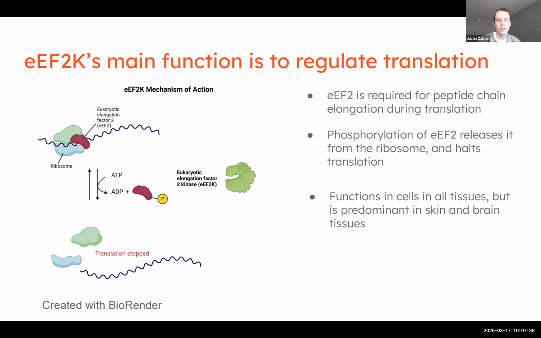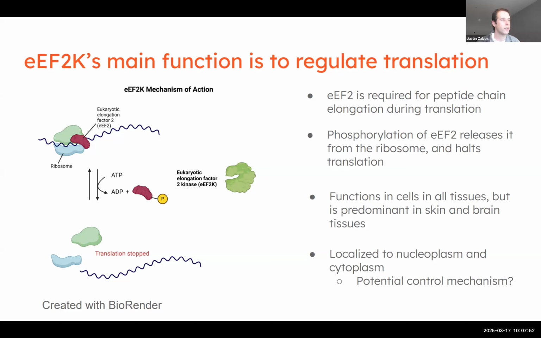The kinase functions in cells in all tissues, as translation is needed in all tissues, but it's predominant in skin and brain tissue. It's primarily localized to the cytoplasm where translation occurs, but can also be found in the nucleoplasm. However, how it gets there and under what conditions it localizes to the nucleus are not yet known. So this could potentially be a control mechanism, maybe.